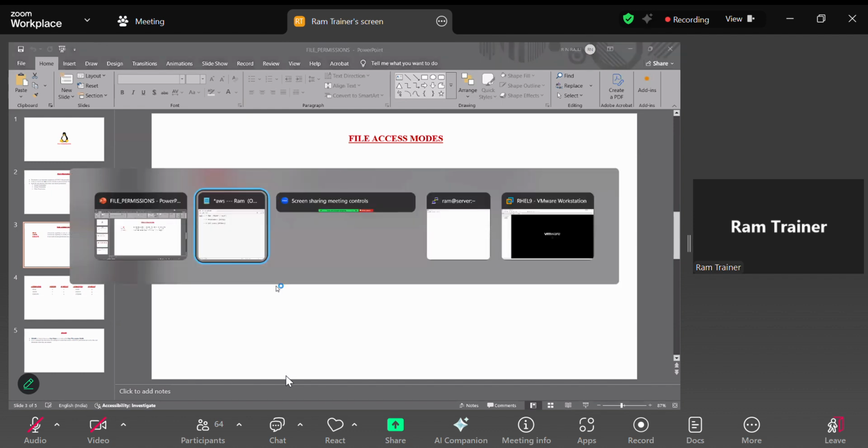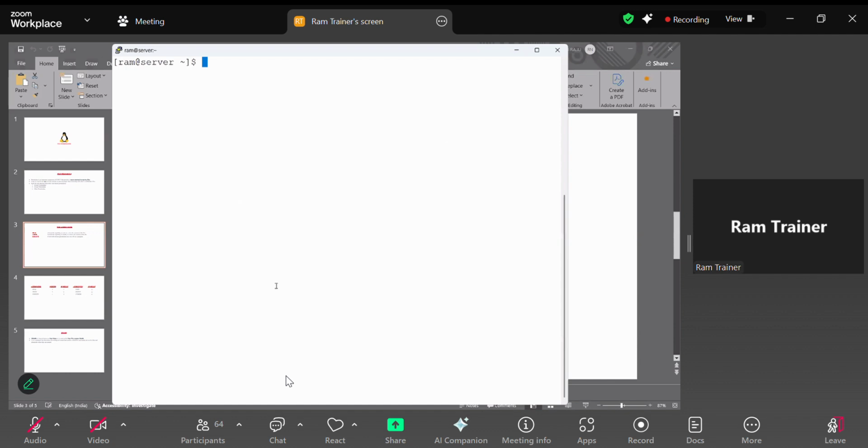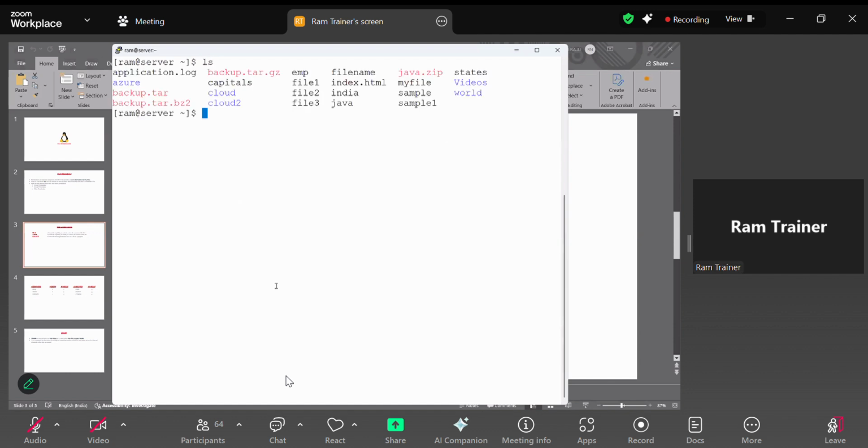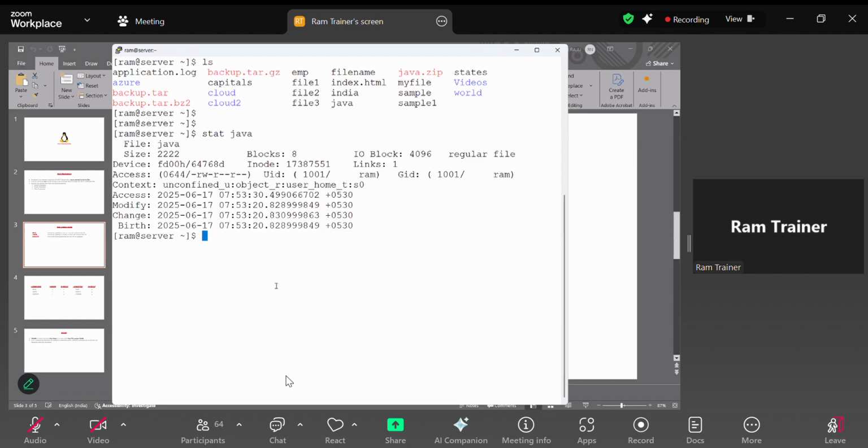Okay, where are the permissions actually? Generally, if you run the ls command, you will get all files and directories. You can also check with stat, which is the command to check the file properties, the statistics of the file. So these are the permissions. See this? Every file's access permissions are read, write, read only, and read only. But who is the owner of this file? Ram.